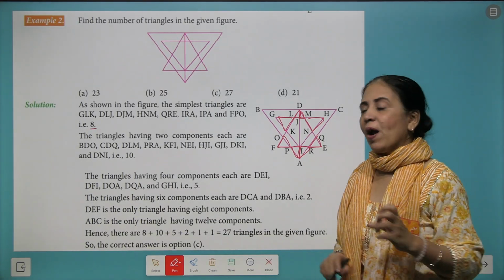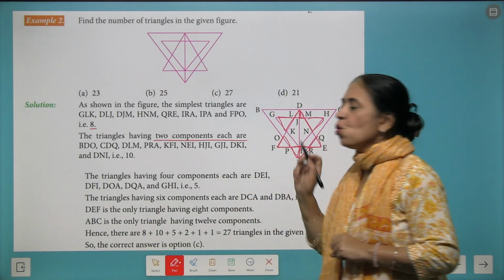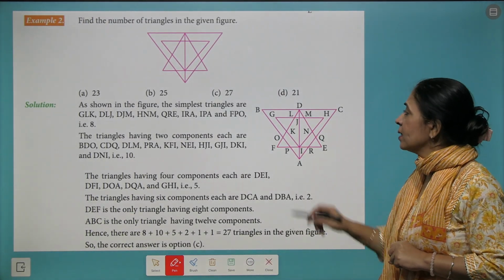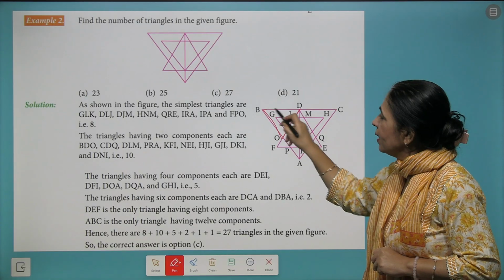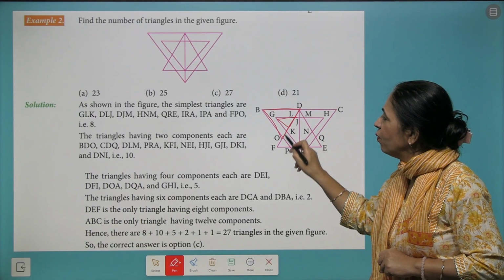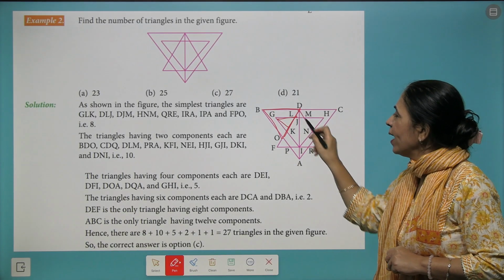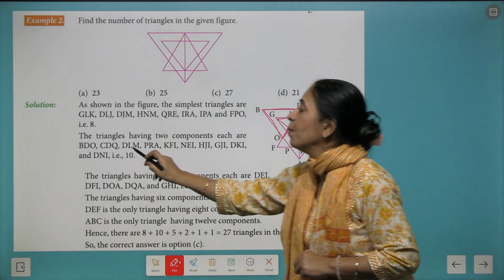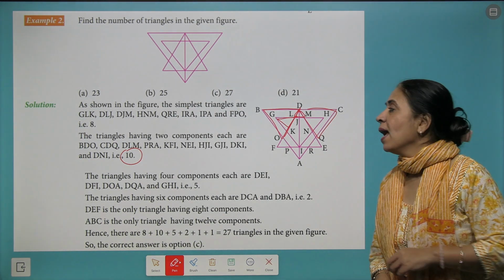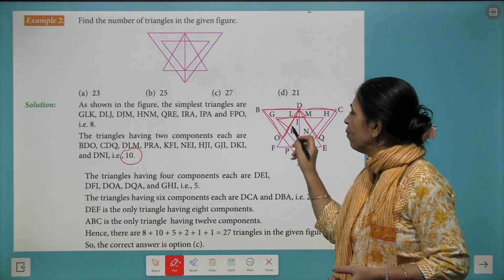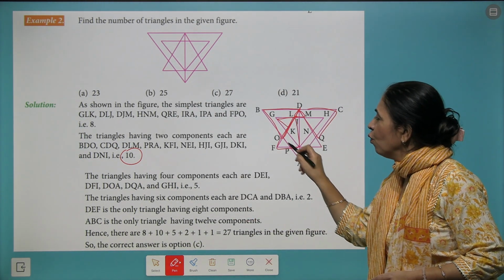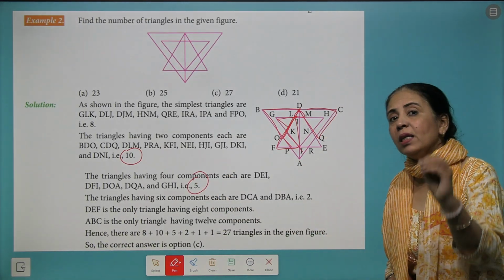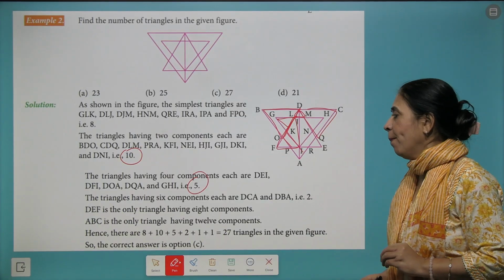Now looking for the triangles which have 2 components each, and we count those triangles. These triangles have 2 components where we have 2 partitions, right? Once you count these triangles, we'll get 10 more triangles like this. After this, we have more triangles with 4 components. So 5 such triangles were there which have 4 components.